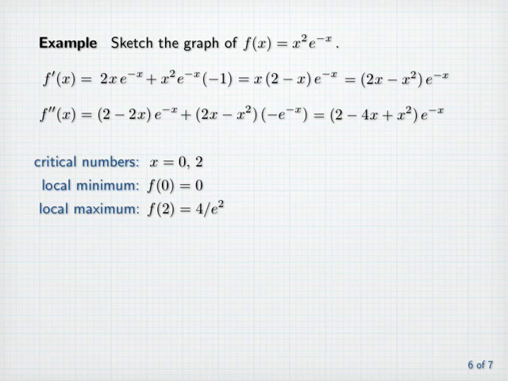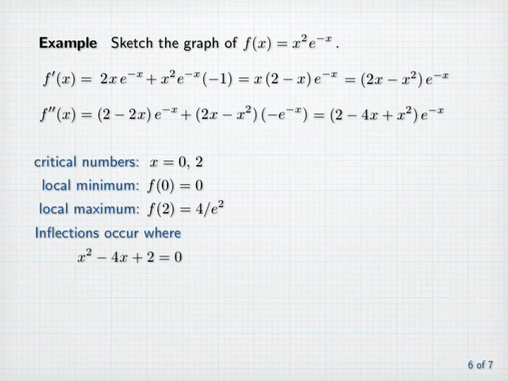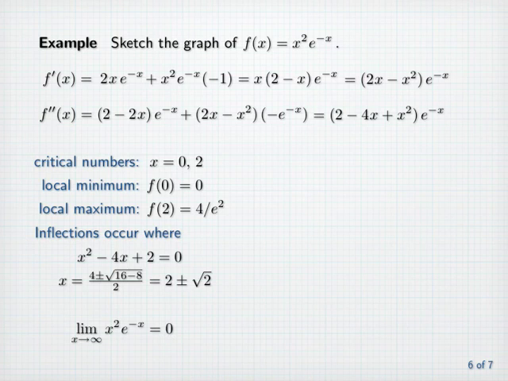So the graph of f will have inflection points at the two solutions of the quadratic equation x squared minus 4x plus 2 equals 0. By the quadratic formula, those two solutions are 4 plus and minus the square root of 16 minus 8, divided by 2, or 2 plus or minus root 2. Now let's take note of the fact that the limit as x goes to infinity of x squared times e to the minus x is 0, which tells us that the line y equals 0 is a horizontal asymptote.